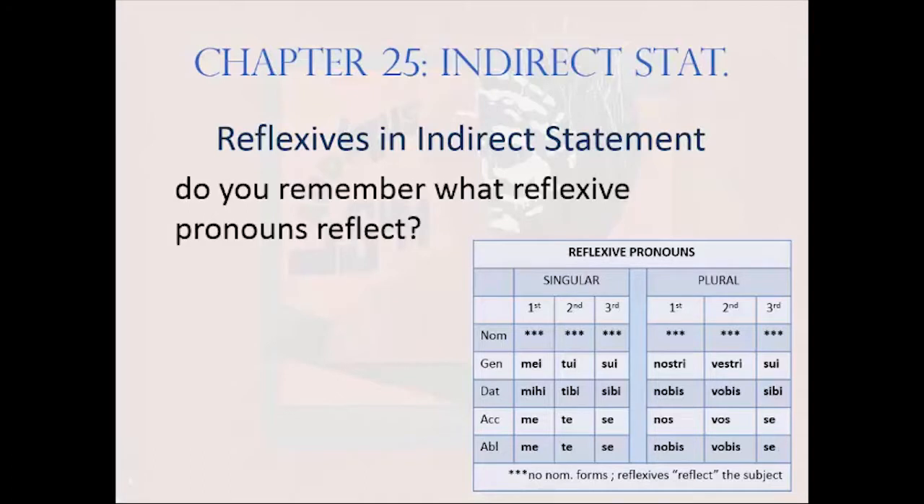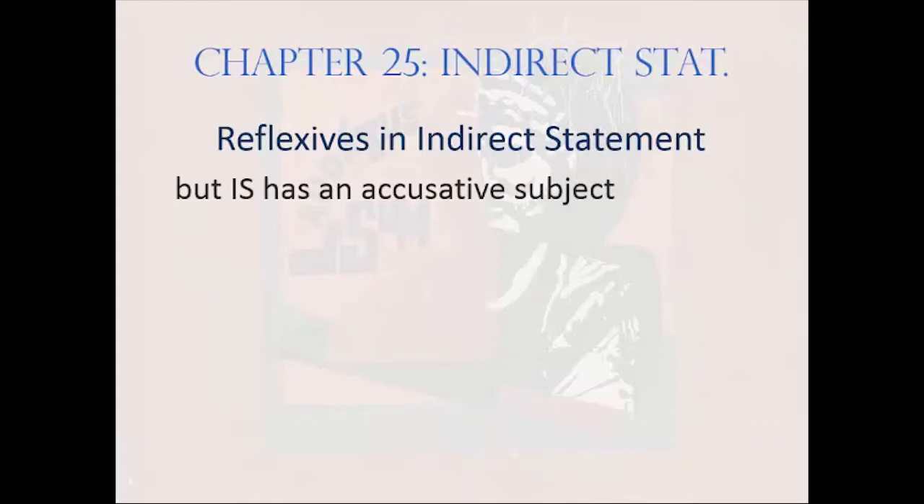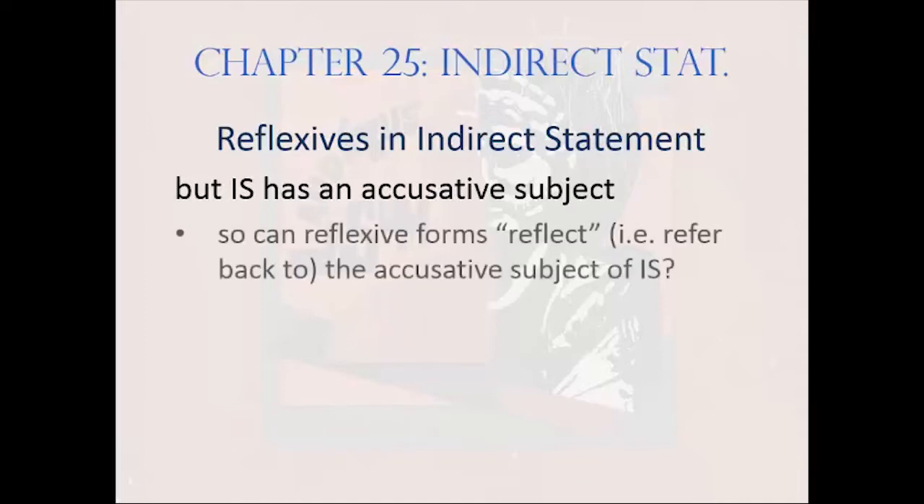adjectives. Remember what reflexive means? What do reflexive forms reflect? That's right, the subject, a nominative subject, which up until now was the only type of subject you've encountered. That's why there aren't nominative forms for reflexive pronouns. This is all coming back to you? But what happens in indirect statement where the subject is accusative? Sentences with indirect statement very often have two subjects, one nominative with the main verb and one accusative with the infinitive. Which one do you think makes more sense for the reflexive form to reflect?